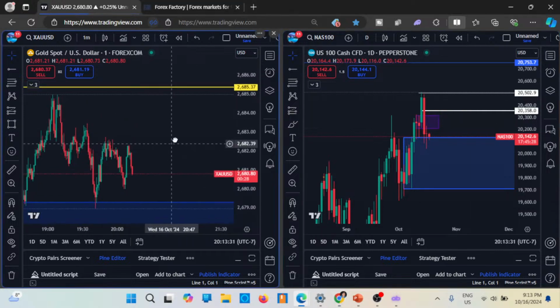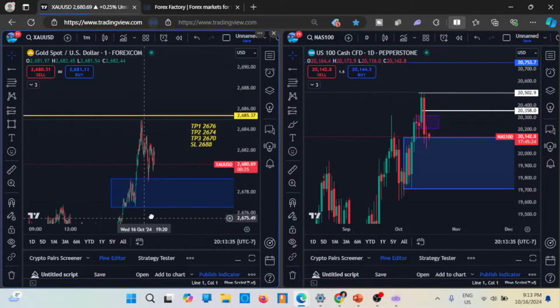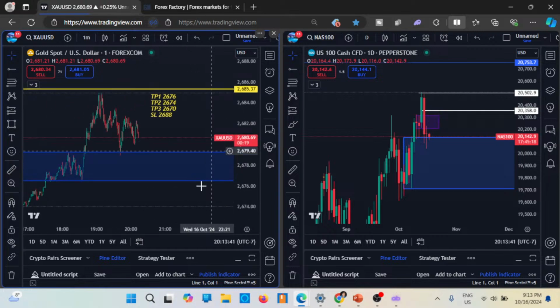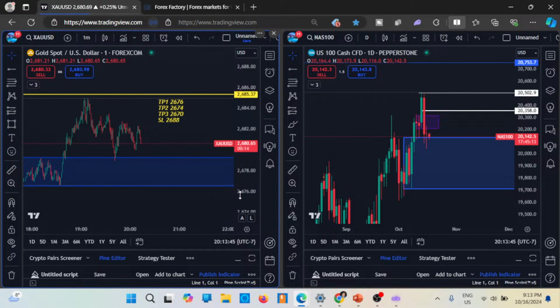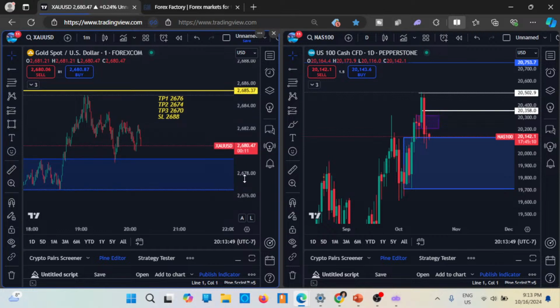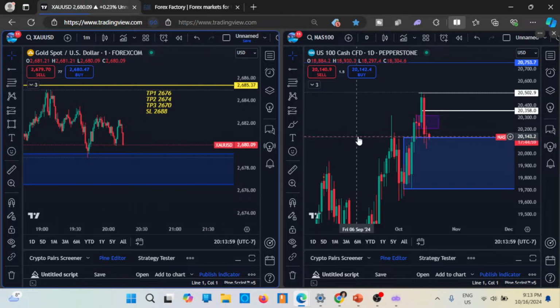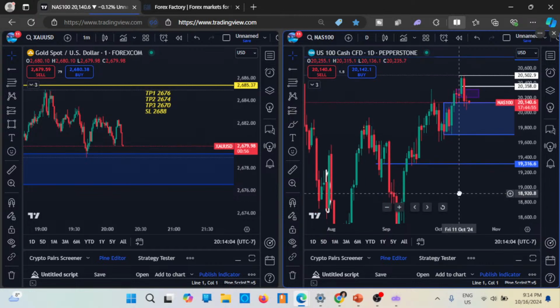So for the gold trade, since you can't see, I'll just say it out loud, okay? Take profit number 1 is 26.76. Take profit number 2 is 26.74. Take profit number 3 is 26.70. And the stop loss is at 26.88. Okay, that's it. 2676.